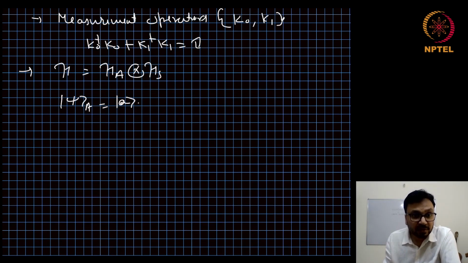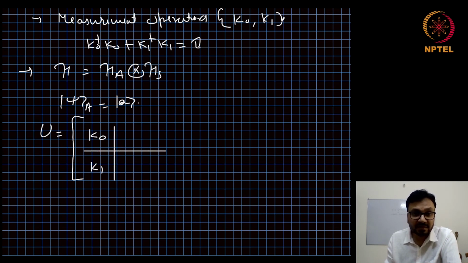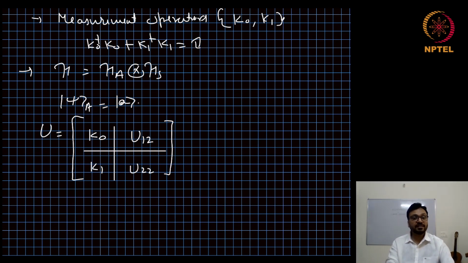And we have to have a unitary acting on the two. The unitary is chosen in such a way that the first block is K0, the second block is K1. And then there are two blocks, let us call them U12 and U22. All of these four are 2 by 2 matrices. K0 and K1 are given to us. U12 and U22 are arbitrary in such a way that the total matrix U becomes a unitary.